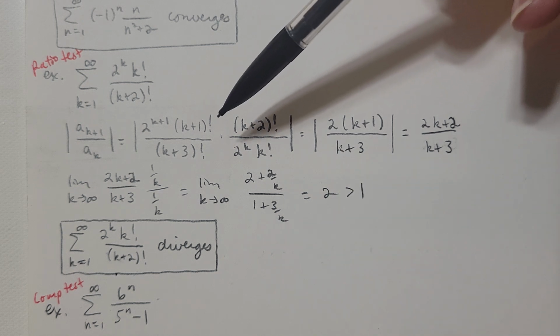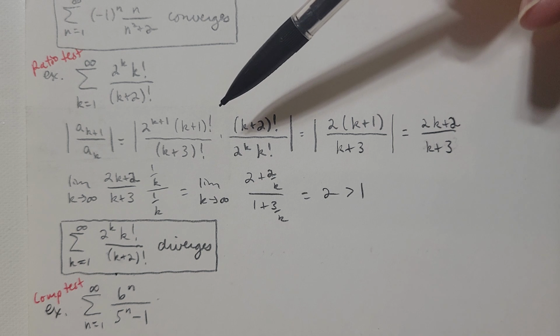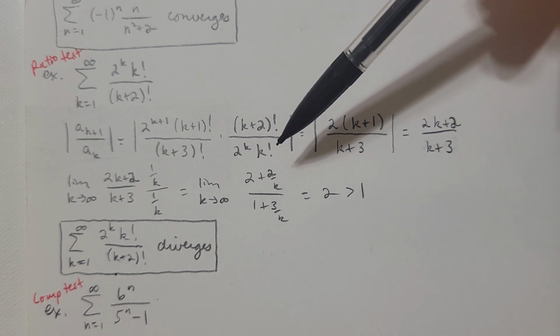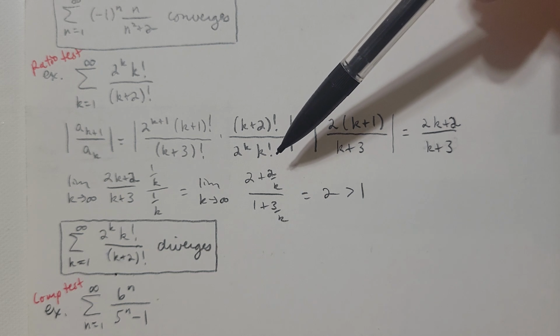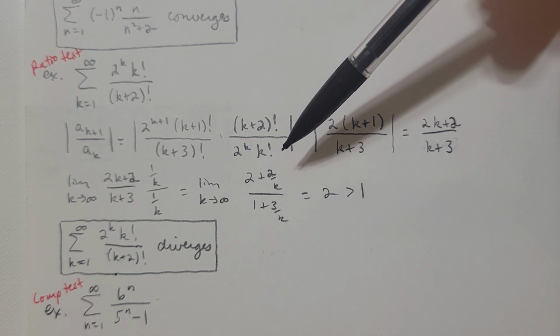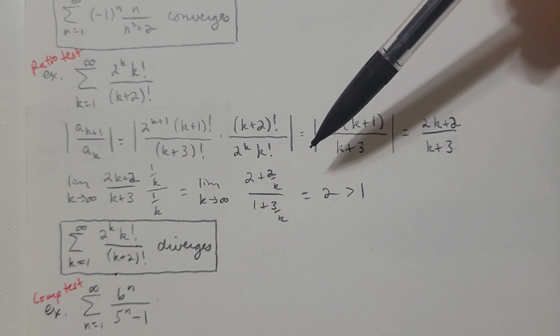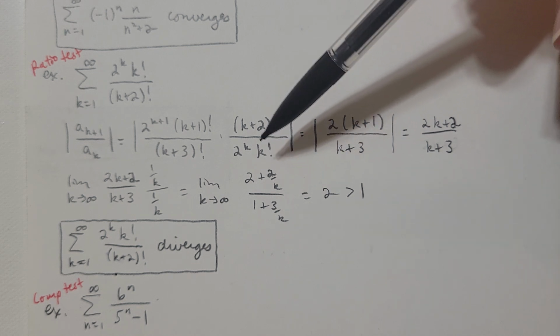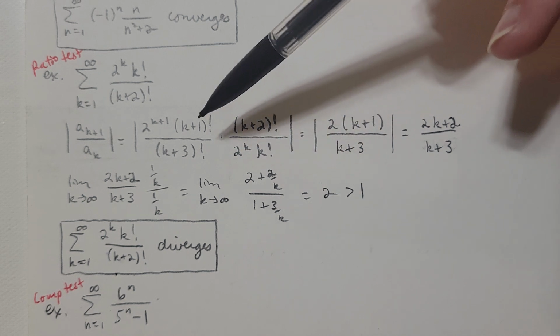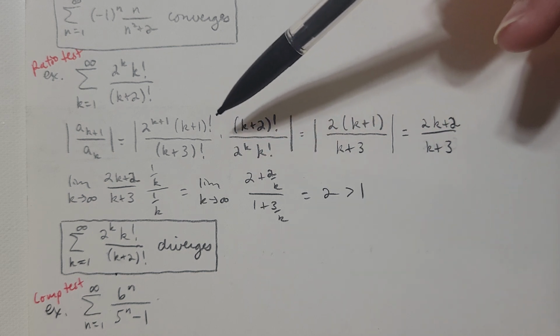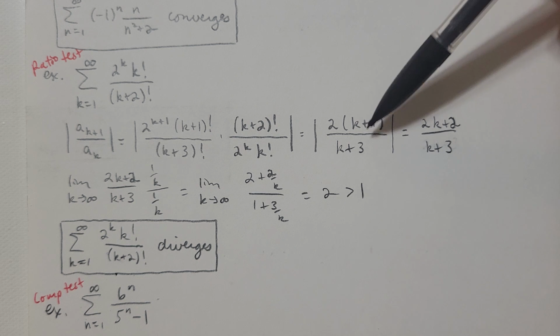(k+1)! is the same as (k+1) times k times (k-1) times (k-2), right down the list. And I'm dividing that by k!, which is the same as k times (k-1) times (k-2) times, right down the list. The k! terms will cancel with part of the (k+1)! terms, and that would just leave me with k+1 up top.